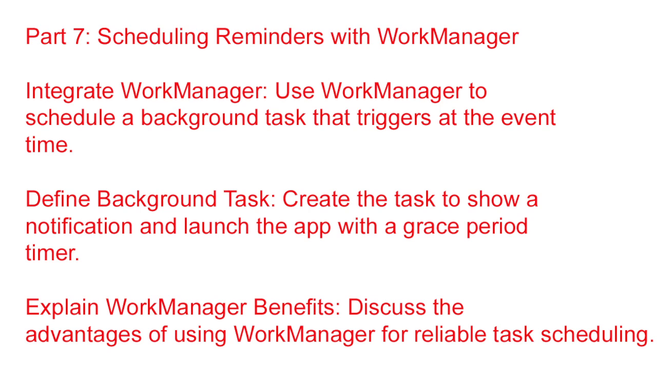There's some mucking around with Work Manager. Schedule a background task that triggers at the event time. Define the background task. The background task is actually the grace period timer that goes off. And if you miss the grace period timer, you might be dead, or your phone is lost. And this is why we're not going to contact 911 for a wellness check, are we? And then explain Work Manager benefits. I'll have to look into that.